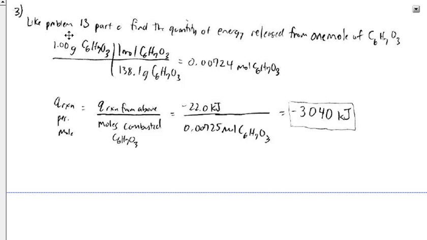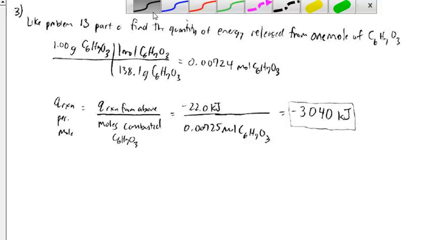And then the third part: if 1 gram releases a certain amount of energy, can we figure out how much 1 mole releases? And the answer is yes. So you convert the grams into moles and you find out how many moles you actually dealt with. And then you should see that this is negative 22 kilojoules per 0.00725 moles of this stuff. So for 1 mole of this reaction, it should be negative 3,040 kilojoules, and that's per mole. So that should read per mole.